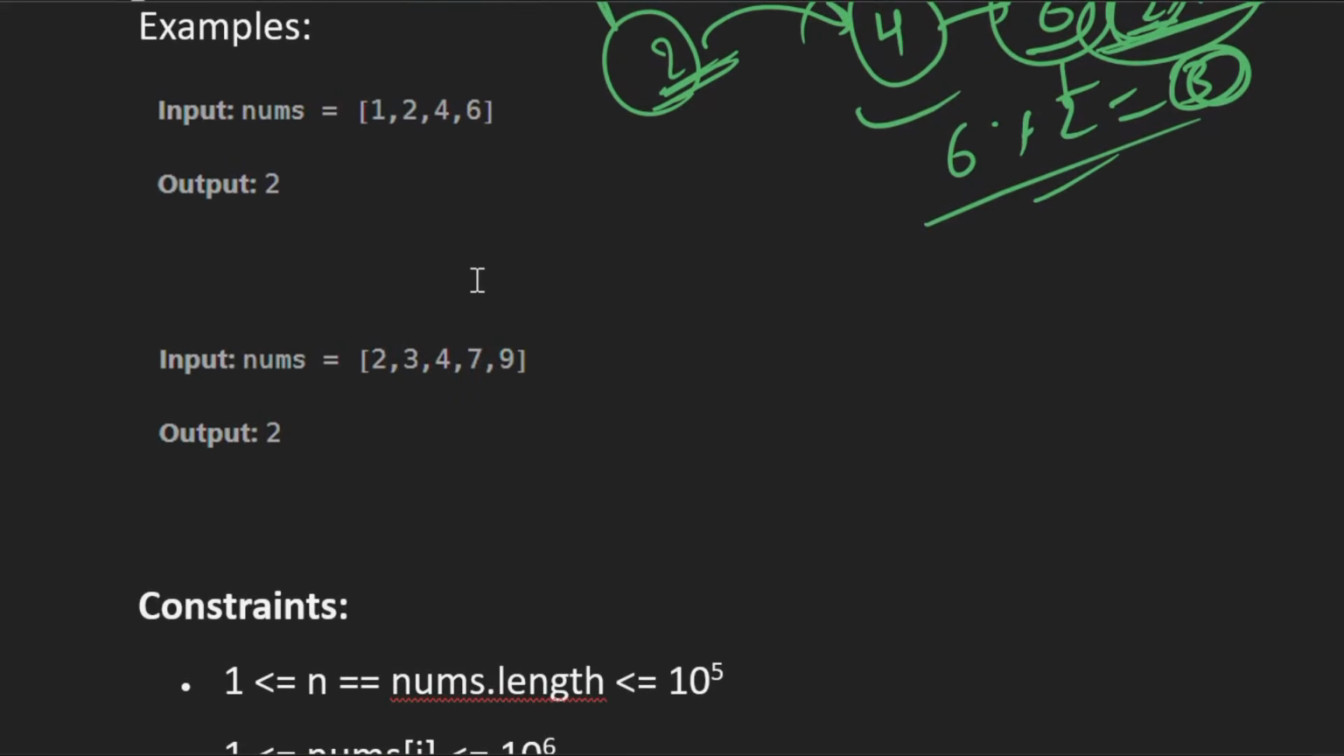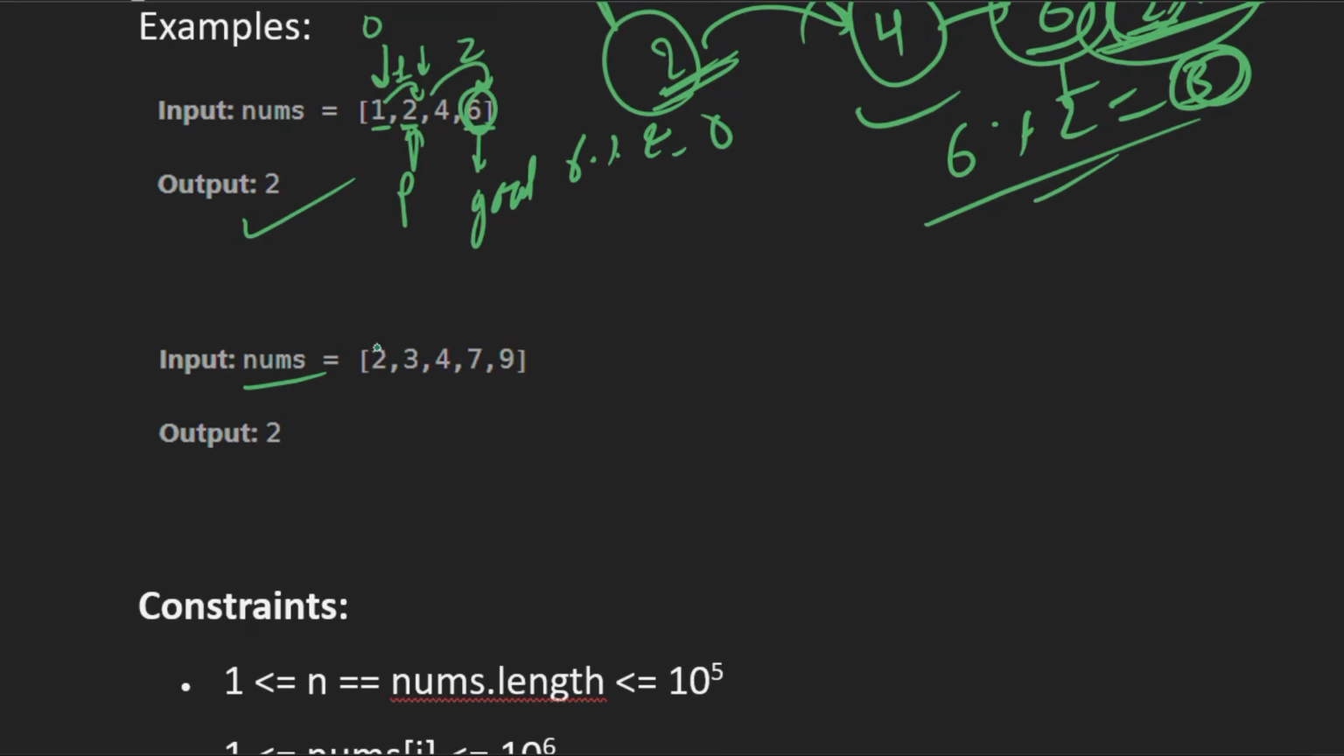Our first example is 1 2 4 6. Initially we are at index number 0. 1 is not a prime number, so either we can go left or right. Left is not there, so we go right. Now after one jump we have reached index 1, where the value is 2. We see 2 is a prime number, so it can go to the last index, because 6 modulo 2 is equal to 0, so it can directly jump to the last index, and that is our goal. So the total number of jumps is 1 and 1, so 2 is the answer.